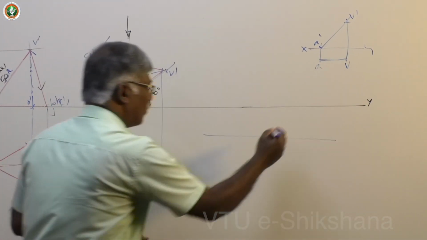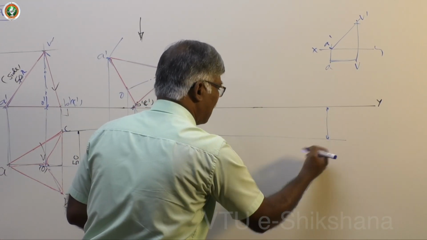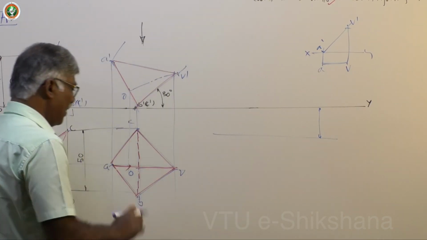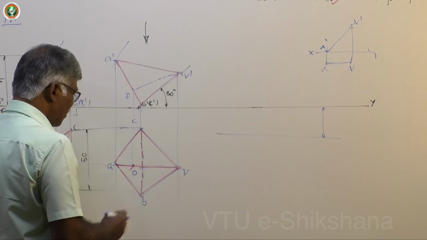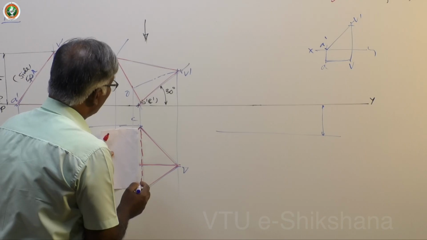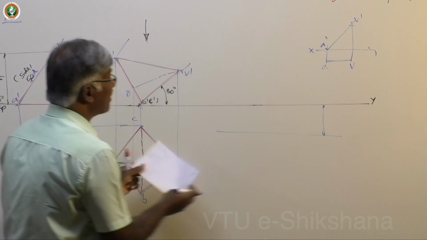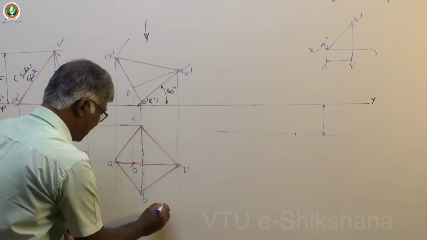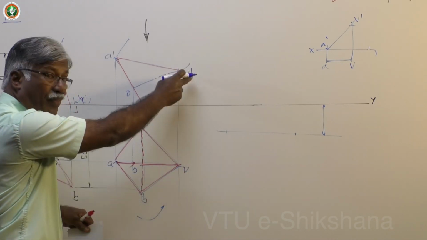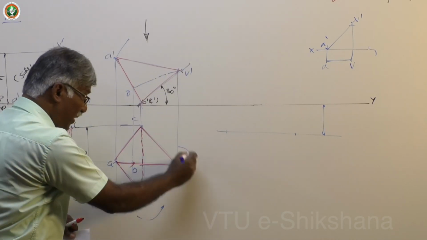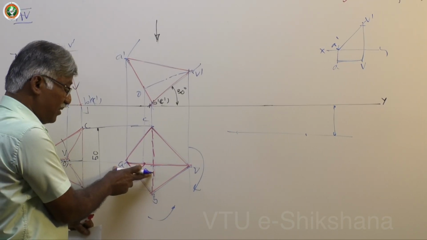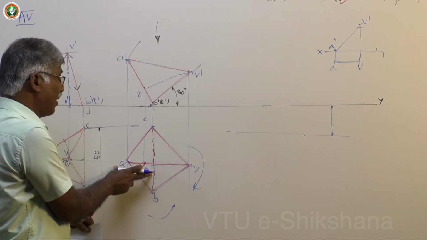First take the locus. This is the locus of BC. On this line only the BC line will come. Redraw this. While redrawing, you must be very careful in taking the distances. If you tilt like this, it may go up. Always rotate like this. Then only you can accommodate that within 20 mm.